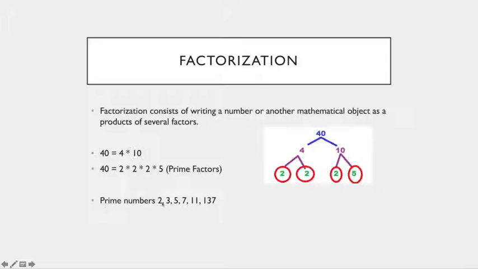Remember that a prime number is a number that is only divisible by itself or 1. For example, 2, 3, 5, 7, 11. We skip 9 here because 9 is not a prime number; it's divisible by 3 times 3. A prime number can be a large number as well, like 137 is a prime number, and it can be a huge number. So in the next couple of slides, we are going to learn how to find the prime factors of a number.